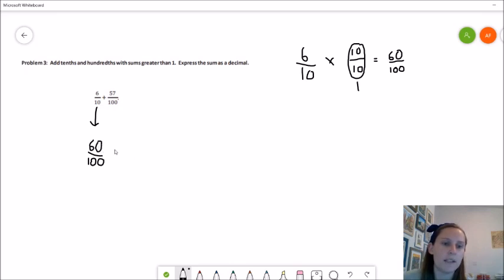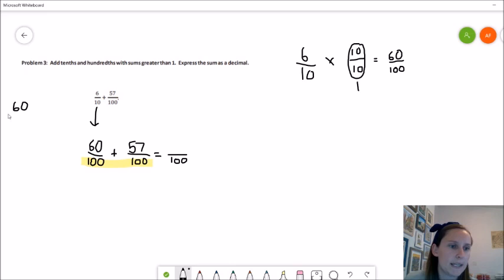hundredths. They are equivalent. And now we can add that to 57 hundredths because they are in the same unit right now. They are both in hundredths, which means that we can add them. I know that when I add my fractions, I leave my denominator alone and I add my numerators. So I need to do 60 plus 57. I'm going to write that off to the side here. 60 plus 57.